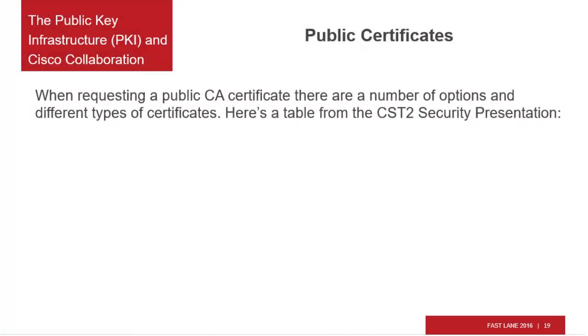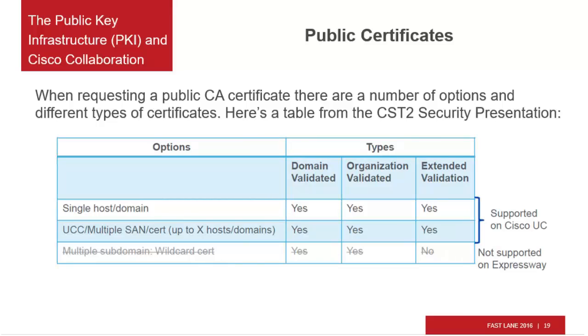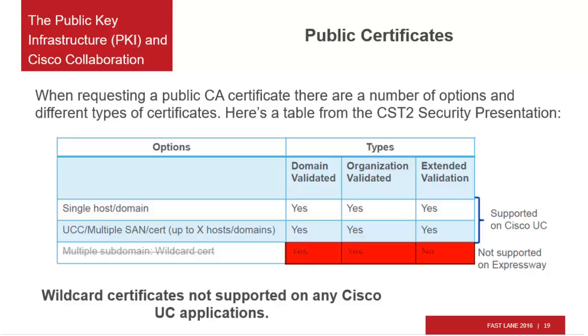When requesting a public CA certificate, there are a number of options and different types of certificates. Here's a table from the CST2 security presentation showing what's supported or not. Single host domain certificates are supported everywhere. Multi-server certificates are supported for some Cisco Collaboration applications. We'll discuss this in the next lesson. Wildcard certificates are not supported on any UC applications.